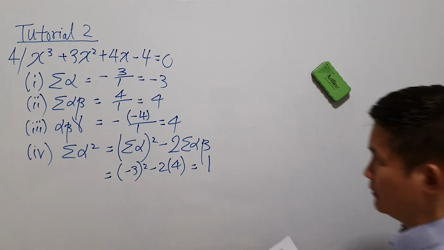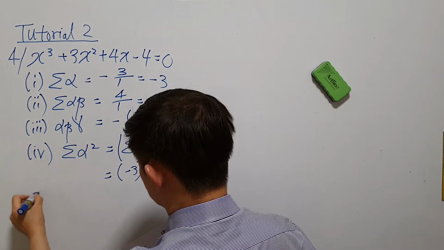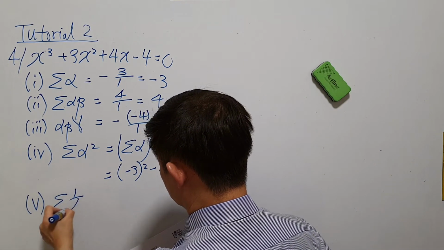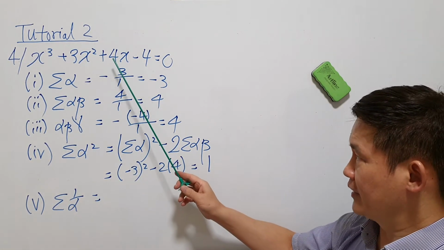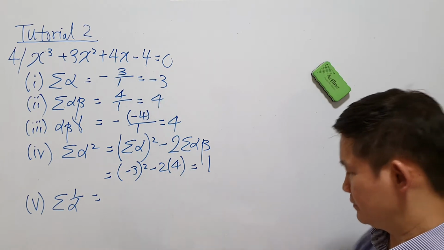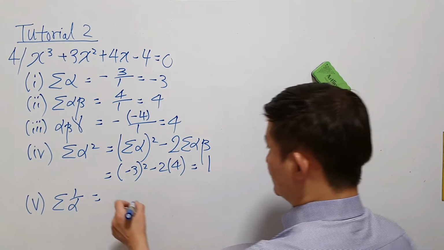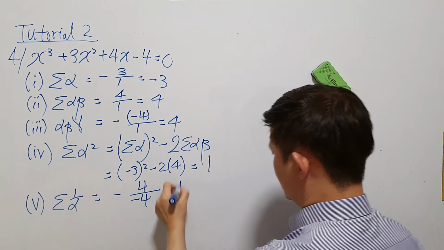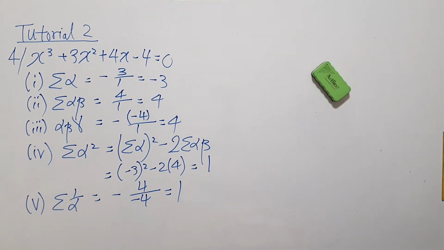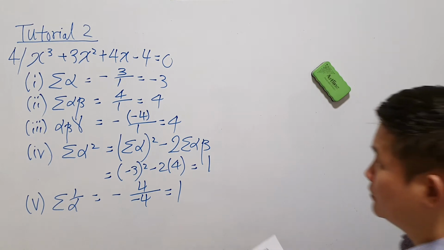Then part 5. If you could recall, to find the summation of the reciprocal is minus the second last over the last. So it's minus 4. And then part 6.